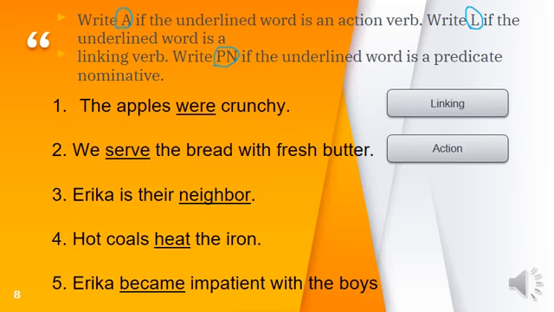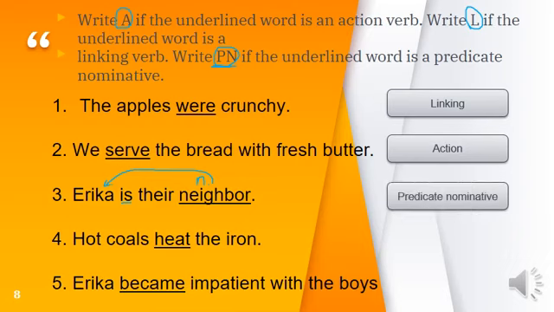Number 3, Erica is their neighbor. So now I have here neighbor is a noun. It's not a verb at all. So I have to look at the predicate nominative. Is there a linking verb? It must be a linking verb. Yes. So it identifies Erica as the neighbor. So we have a predicate nominative.